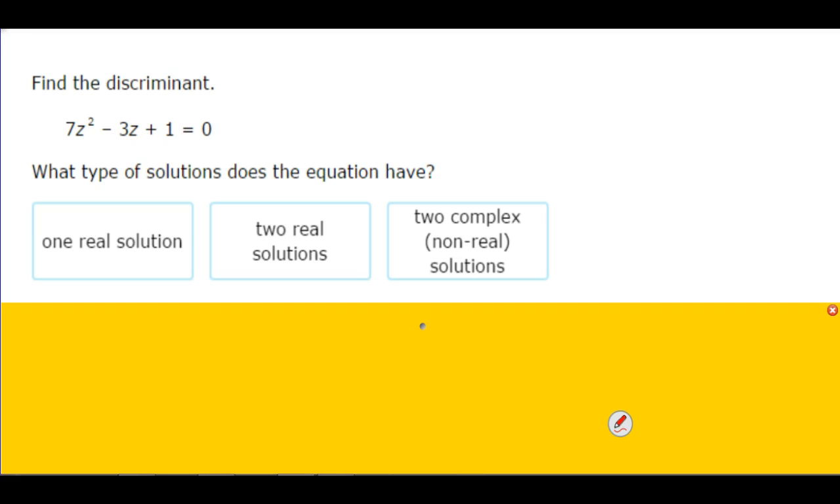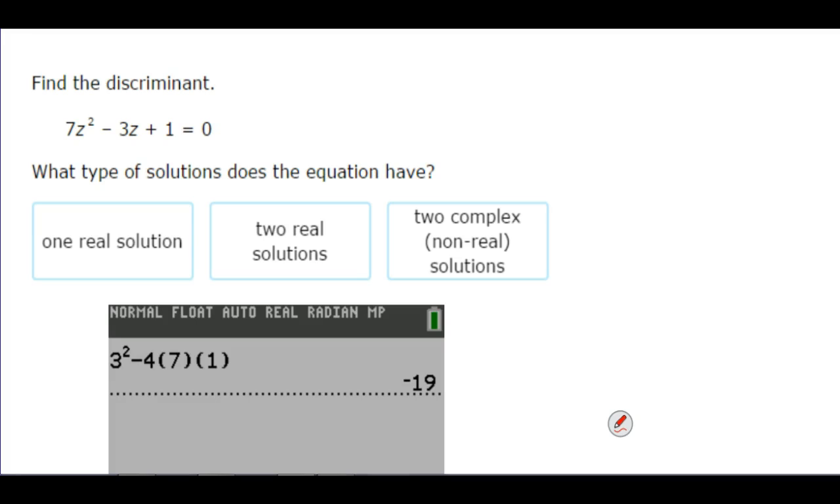Okay, next, let's try this one. Don't forget your negative signs. If they matter, don't forget what you're looking at. Find the discriminant. What type of solutions does the equation have? And our answer is negative 19, because 3 squared is the same as negative 3 squared. Either way, you get negative 19 and you have two complex non-real solutions.